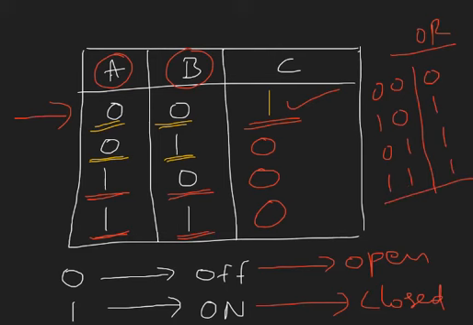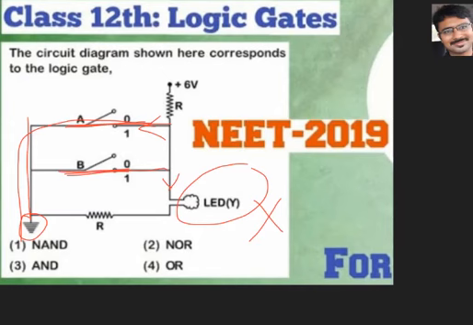So the reverse of this one is NOR. That means 0 will become 1, 1 will become 0, 1 will become 0, 1 will become 0. So we can decide this gate belongs to what gate? We can say it is NOR gate. This gate belongs to NOR gate. I hope you are clear. Now the answer for the given diagram is NOR gate.